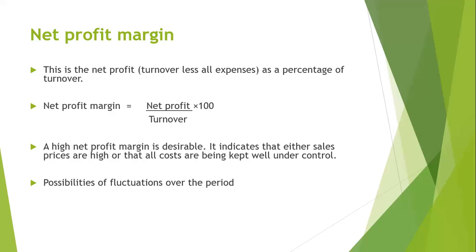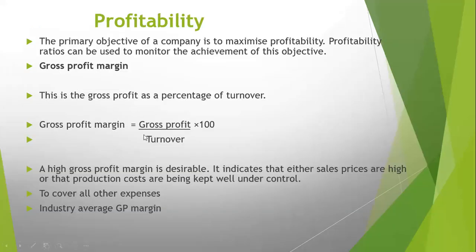The possibilities of fluctuation over the period. So when it comes to this net profit margin, unlike the gross profit margin, this net profit margin can fluctuate from period to period. We see that most of the time the gross profit margin of an organization does not change. There is a price at which we buy goods, and there is a certain profit margin we keep on it. Accordingly, it is more or less consistent over the years.